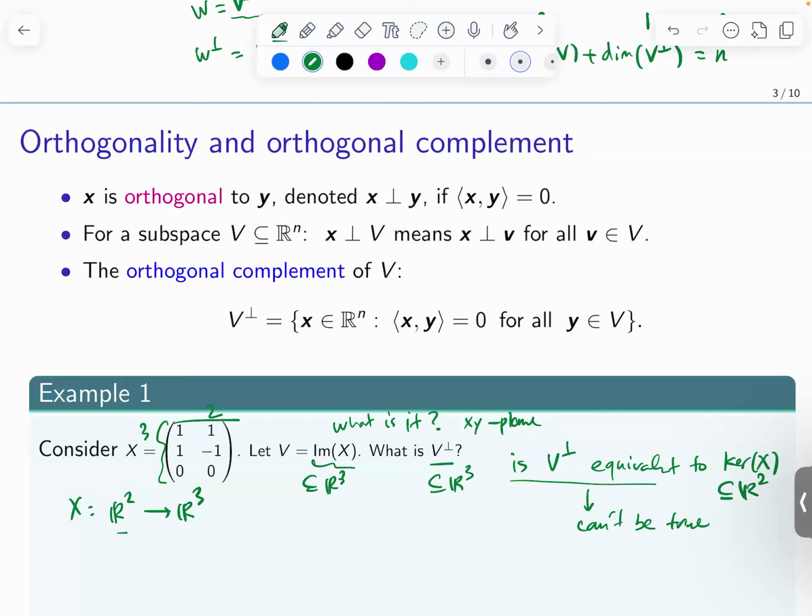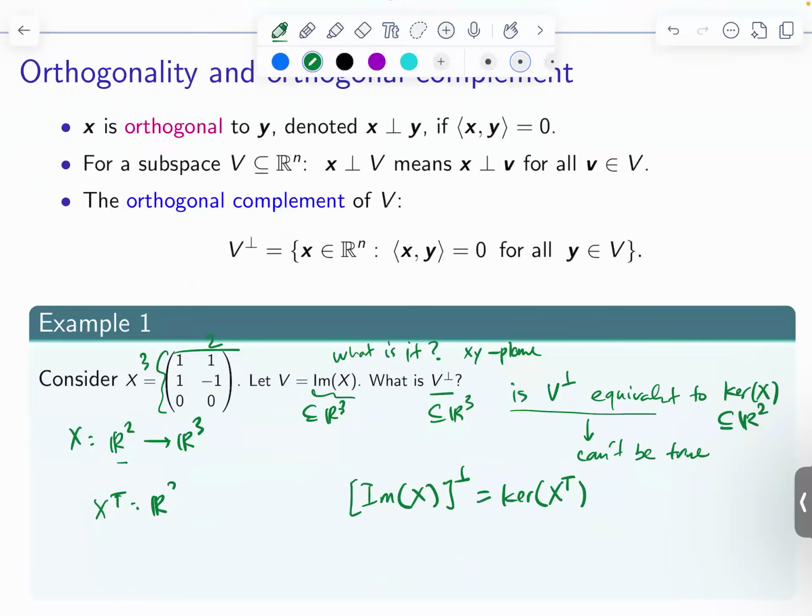But there is something very closely related, which is true. If you massage that answer a little bit, how can you fix this? Image perp is equal to the kernel of something. Anyone? X transpose. Yeah, this is the fundamental relation. X transpose would be 2 by 3, so X transpose would map from R3 to R2.